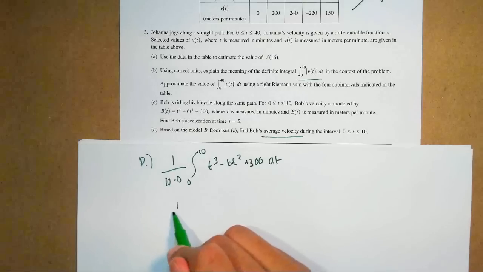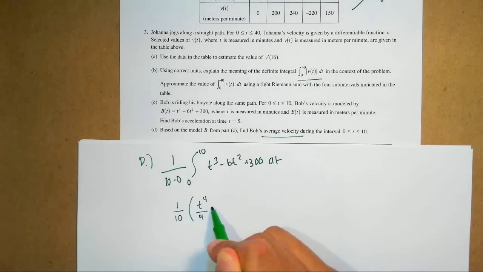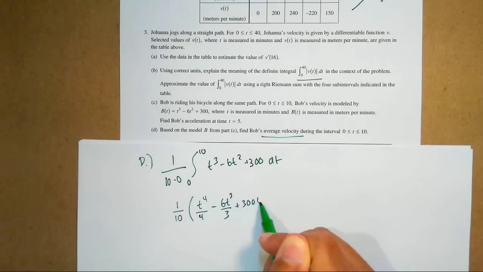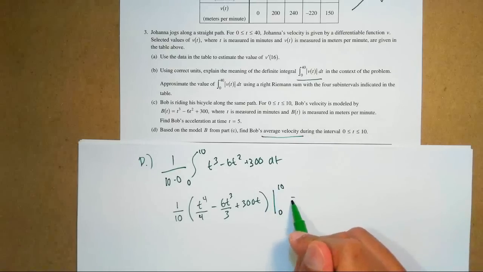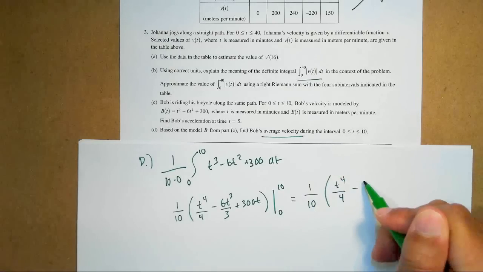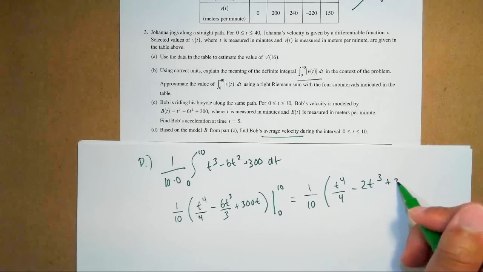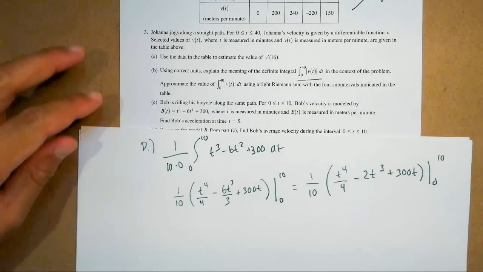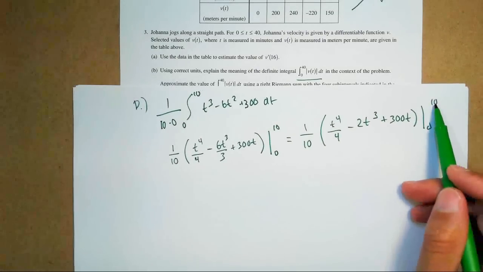So this is going to become 1 over 10 times t to the 4th over 4 minus 6t cubed over 3 plus 300t, with bounds 10 and 0. I'm going to simplify this just a little bit. It's going to become 1 over 10 times t to the 4th over 4 minus 2t cubed plus 300t. And don't forget your bounds, 10 to 0. The next step, since we found the integral, is to apply the fundamental theorem of calculus, which is plugging in the upper bound minus the lower bound.